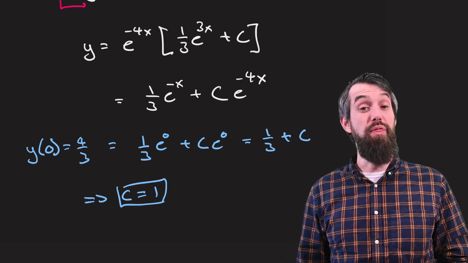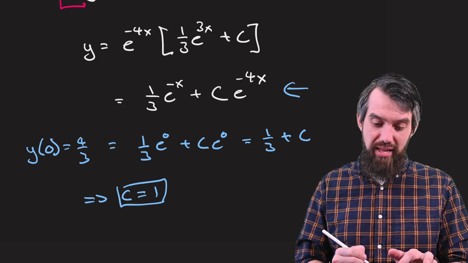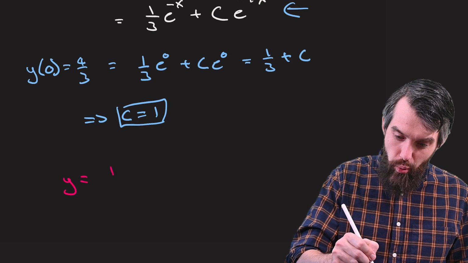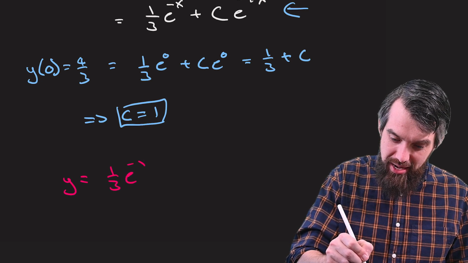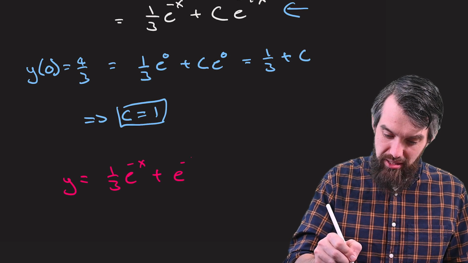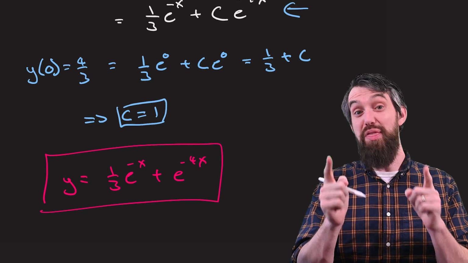And so if I want to put this together with the value of y that I had just computed, I can get my final answer. Here it is: y is 1/3 e to the minus x plus c, which is equal to 1 now, e to the minus 4x. Final answer. And that is the method of integrating factors.